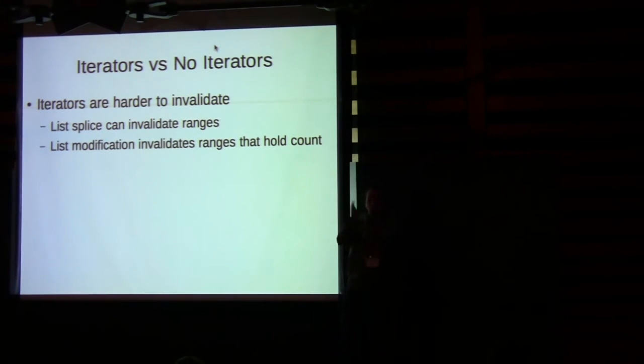If you have a range and you splice, and the range refers to this list, and then you splice the list and put half that list into another list, suddenly one end of the range is in this list and the other end is in this list. That cannot possibly work. You can no longer reach one end of the range from the other.